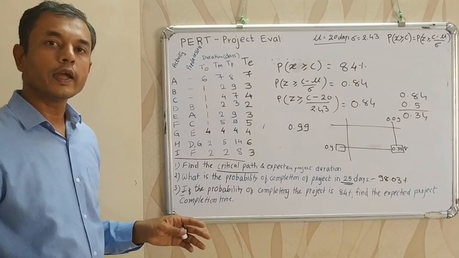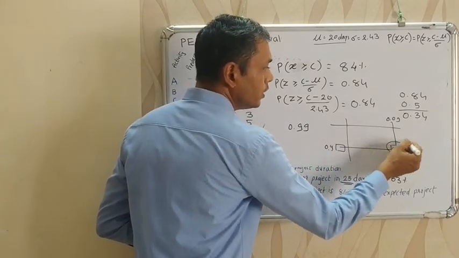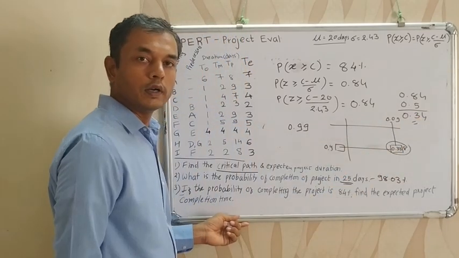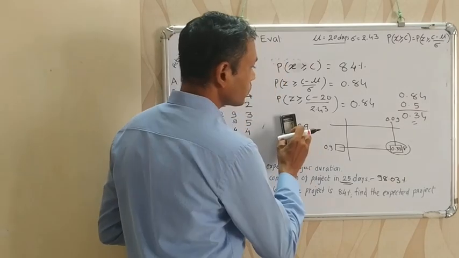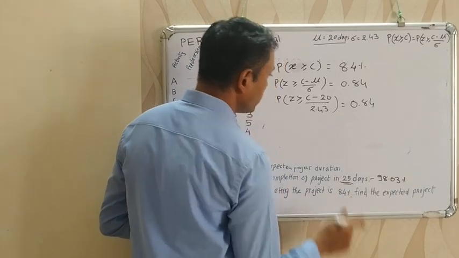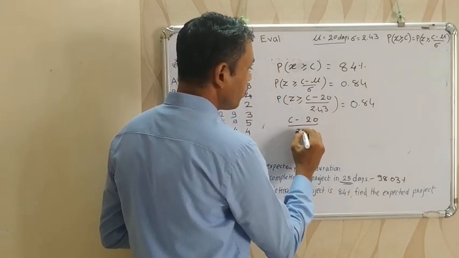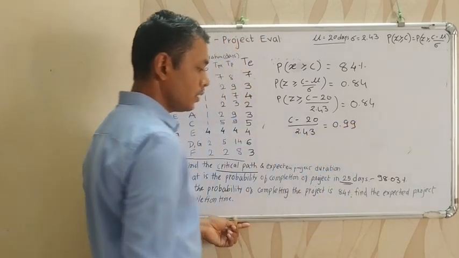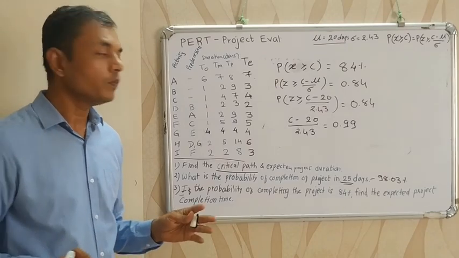So in this way we can identify the value of Z. Here we take the nearest value to 0.34 in the table. So here the value is 0.99. In this case the value is 0.99. So we can say that (C minus 20) divided by 2.43 is equal to 0.99, from which we can calculate the value of C.